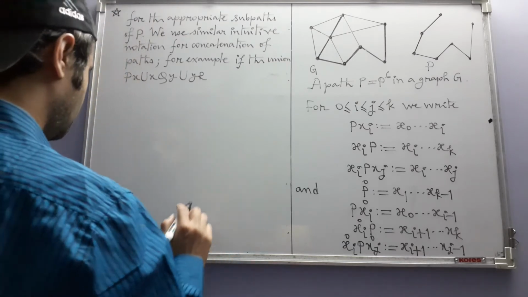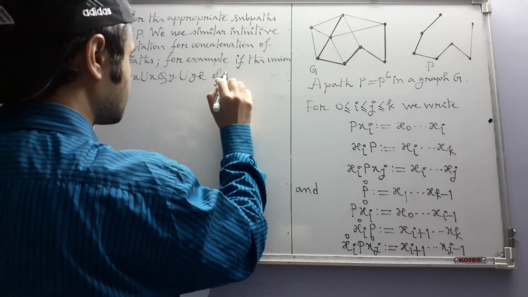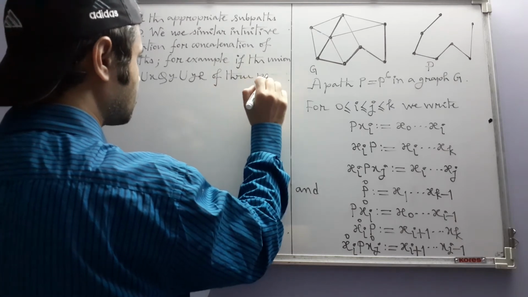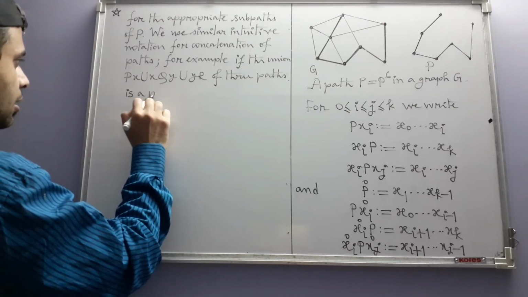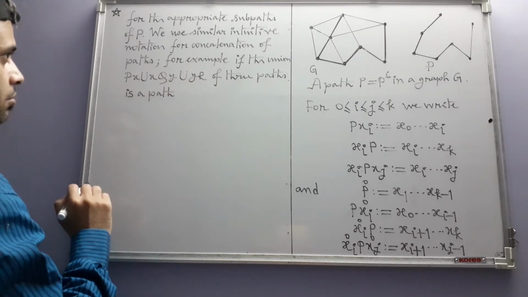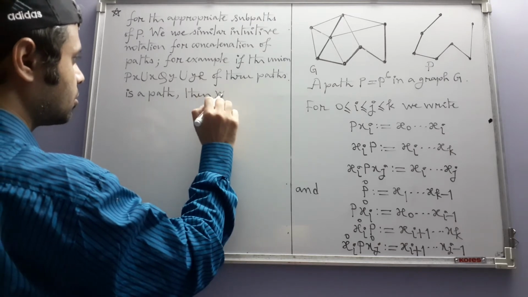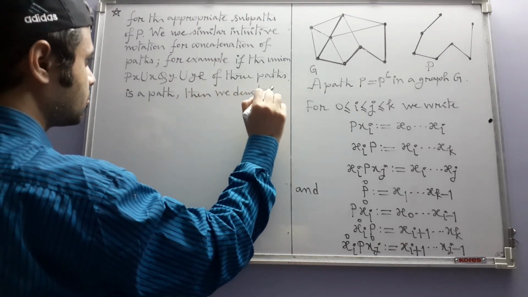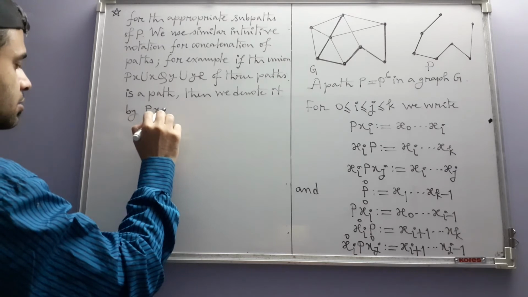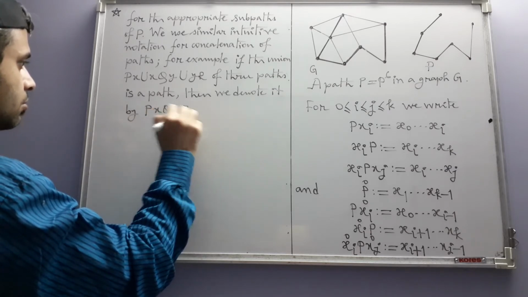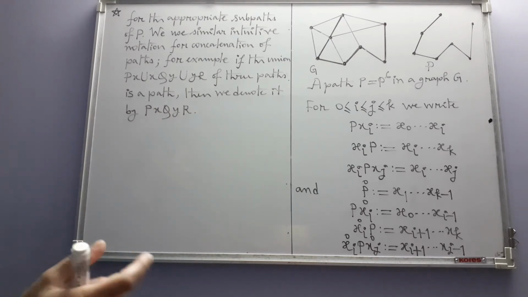This union of three paths is a path, then we denote it by this symbol, P x Q y R. So x and y show the points where the paths are joined to each other.